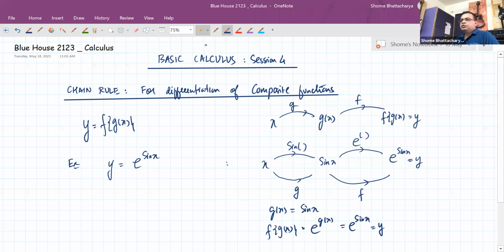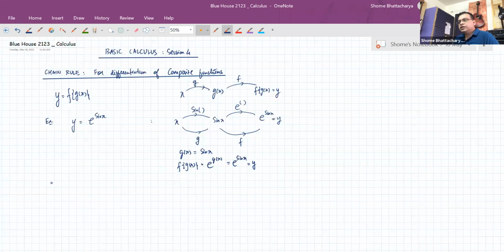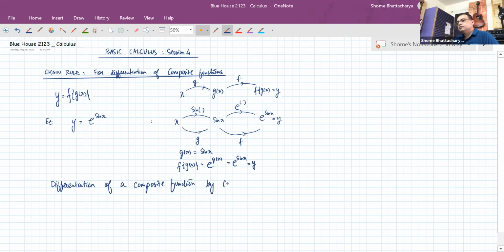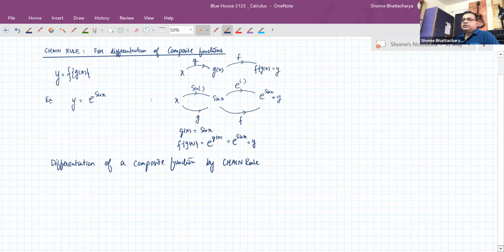Now I told you that to differentiate a composite function, we need to use a special technique called the chain rule. So let's go over the steps of the chain rule again. Differentiation of a composite function by chain rule. So let's see how that works. It's a three-step process, as I told you.